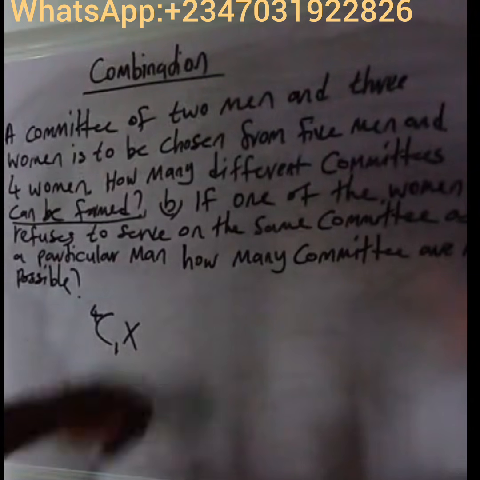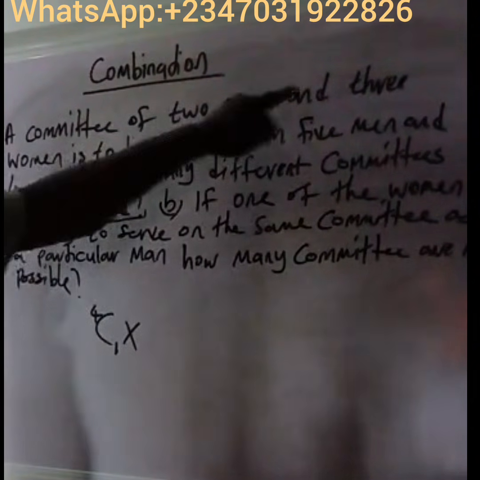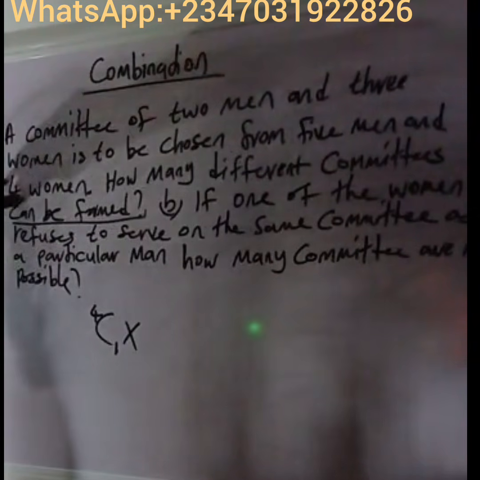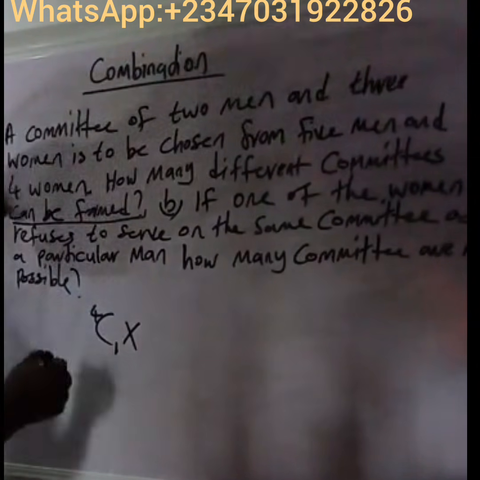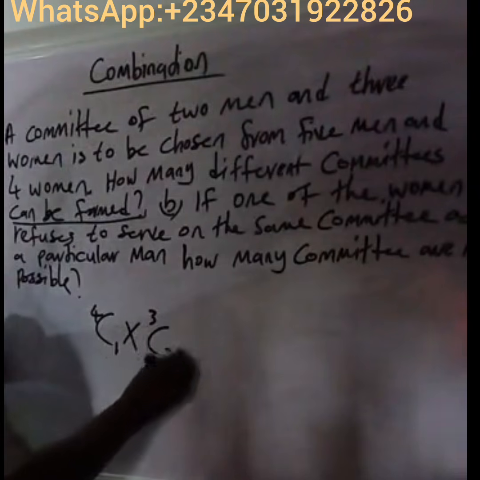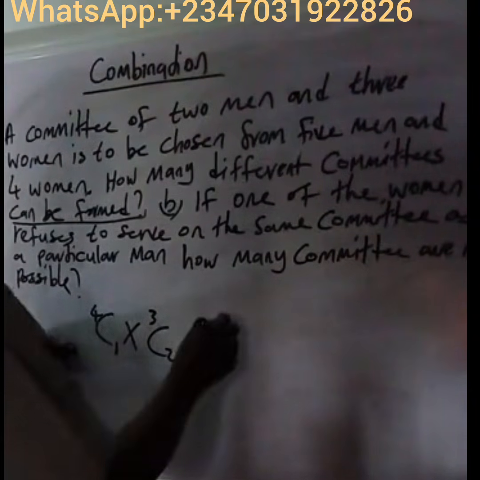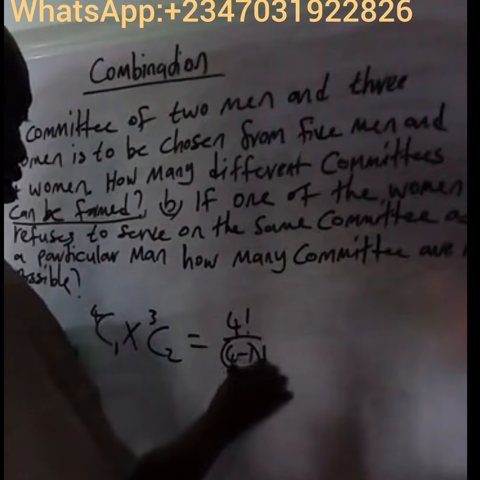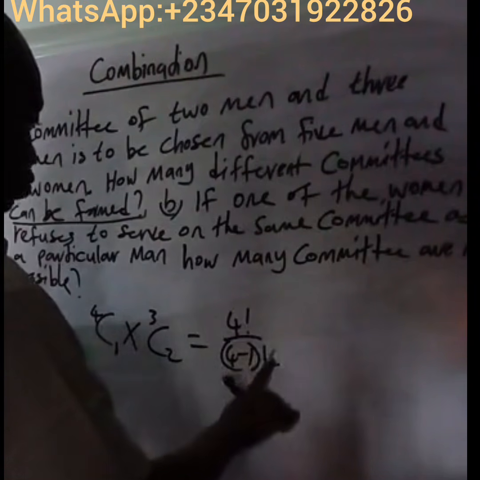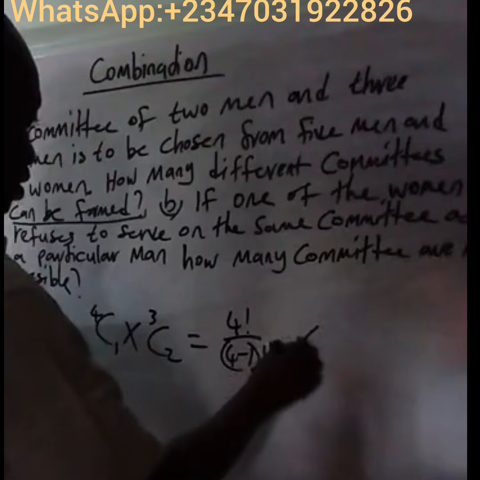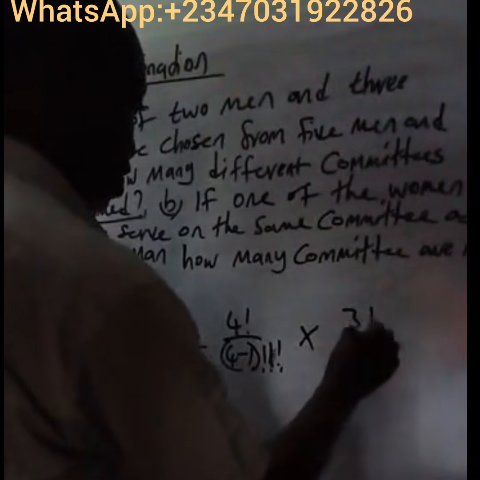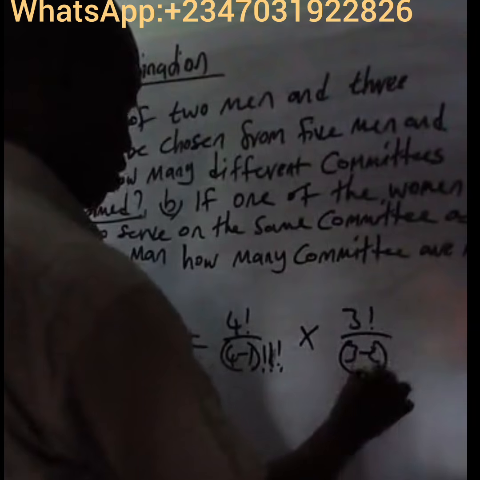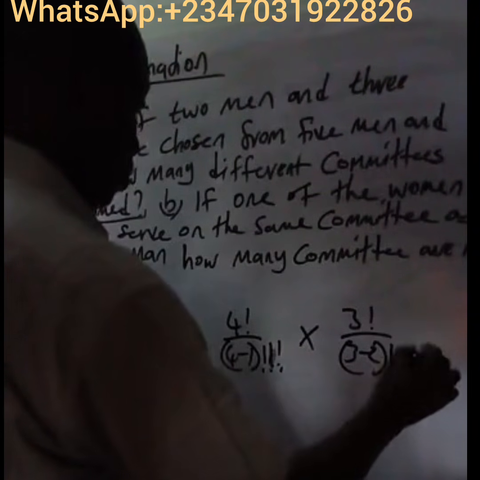Then times, go to the women. For a particular woman to be in the committee, we have 4 women. So you take 1 from the 4, and take 1 from the 3 others. So that will be 3 combination 2. So when you solve this, 4 combination 1 is 4 factorial over 4 minus 1 factorial times 1 factorial, then times 3 combination 2, which is 3 factorial over 3 minus 2 factorial times 2 factorial.